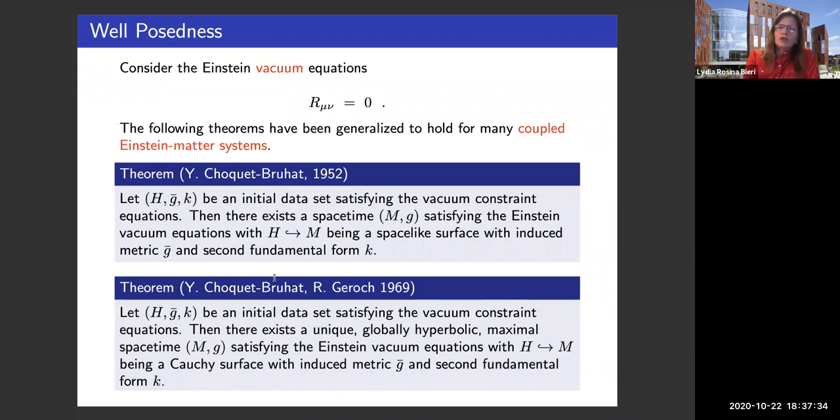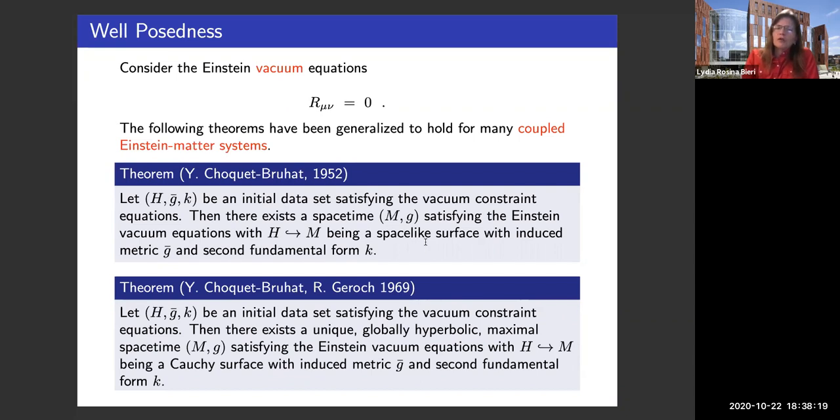She showed that if you have initial data, remember H is my three-dimensional space, and g-bar and K are the data that I give, the metric and the curvature, basically the second fundamental form, that satisfies the Einstein vacuum constraint equations, then there exists a space-time, mathematically a four-dimensional Lorentzian manifold M satisfying the Einstein equations, where H embeds into M as a space-like surface, and g-bar and K are the so-called first and second fundamental forms. In other terms, we have space-like initial data, and I can extend that by solving the Einstein equations into a space-time manifold.